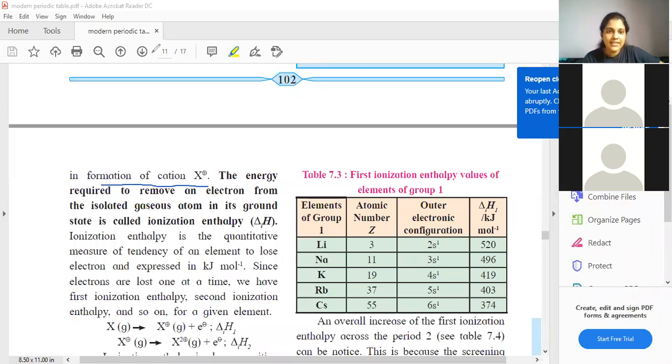Mark this statement that is written in bold over here, because this is the actual definition of ionization enthalpy. Students, again, what I made you write was just for explanation purposes.